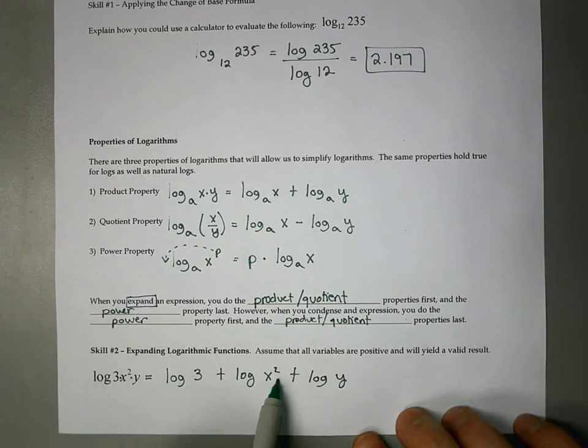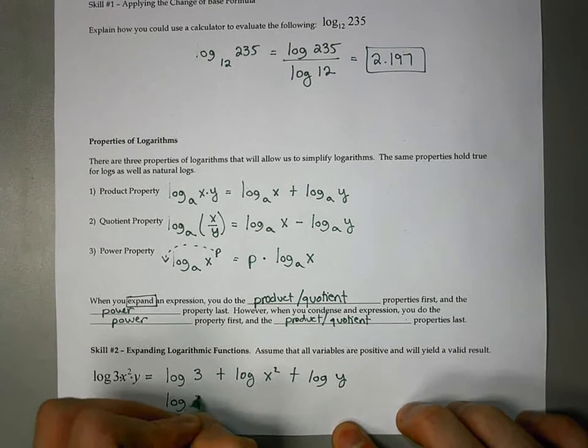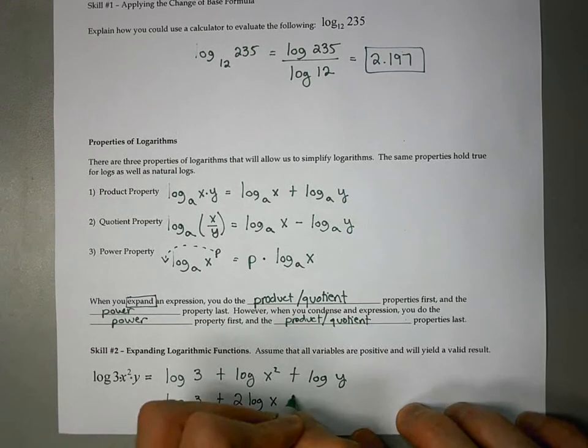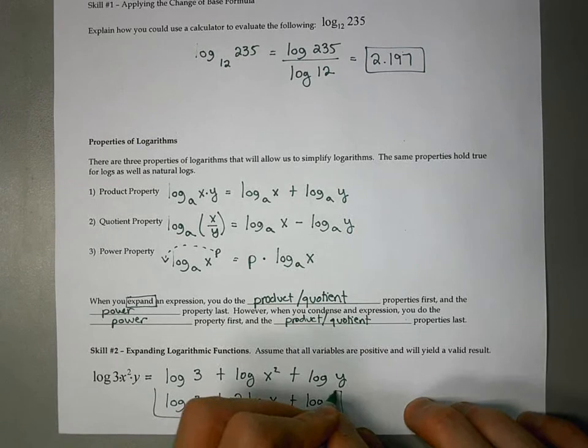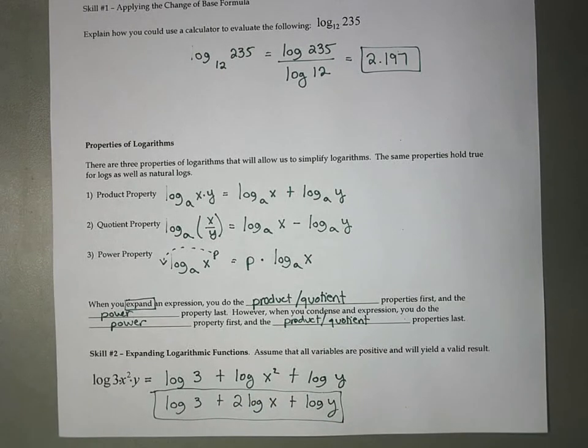And then I can see in this middle term I've got the power property, which then I can roll that power out in front of that one log. So log of 3 plus 2 log of x plus log of y is my fully expanded form of log of 3x squared y.